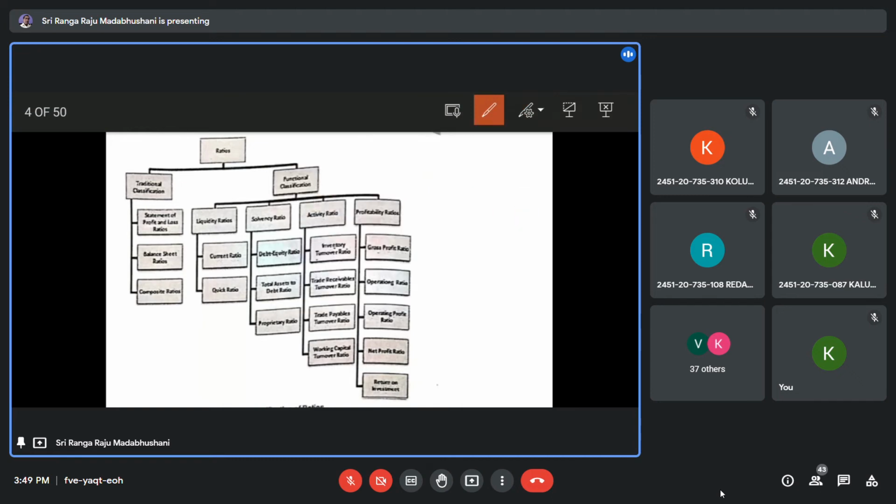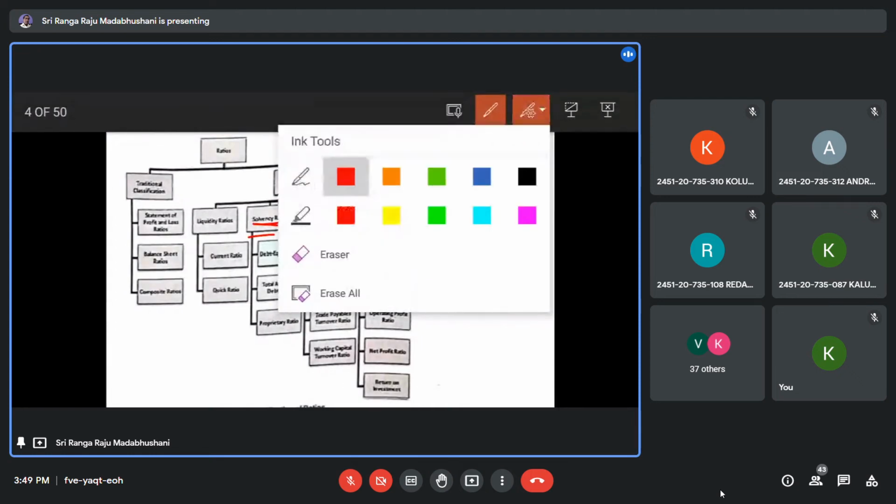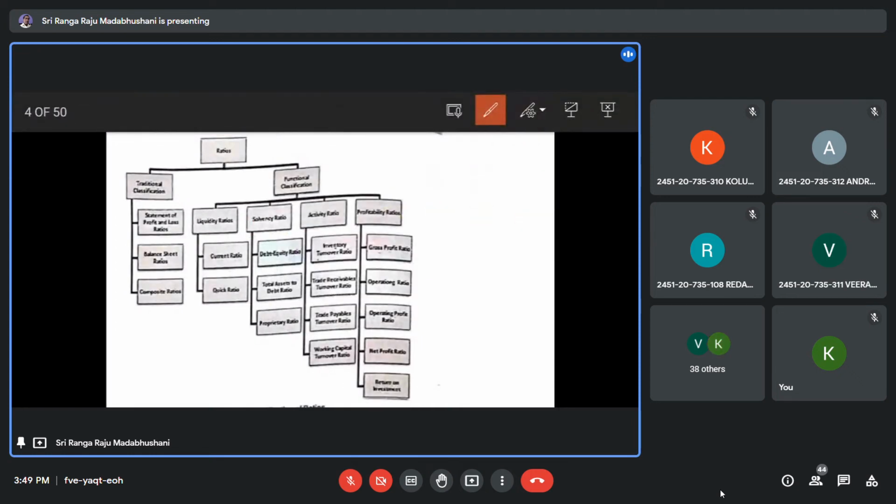Then solvency. Solvent means financially sound. Insolvent means he is not financially sound, he is not financially strong.